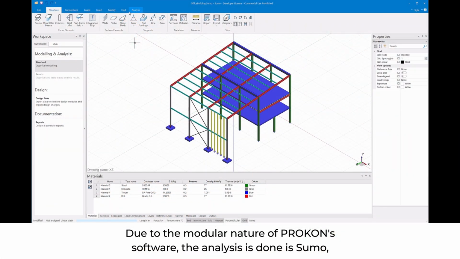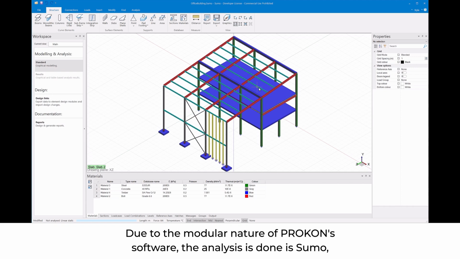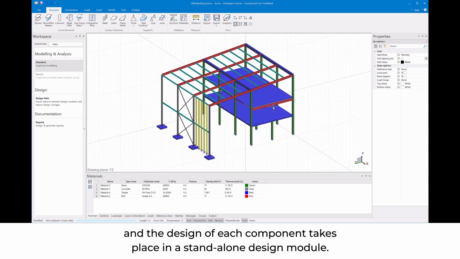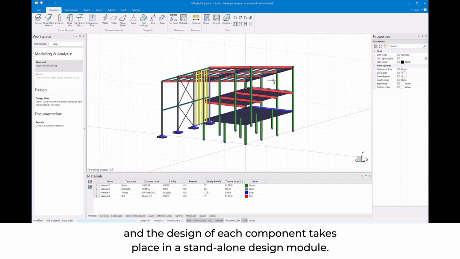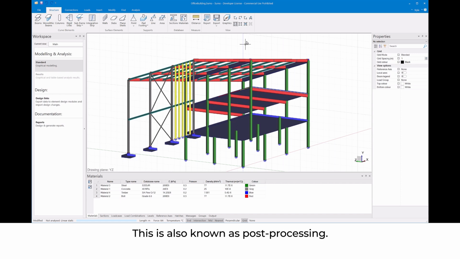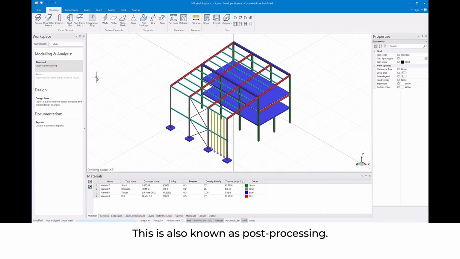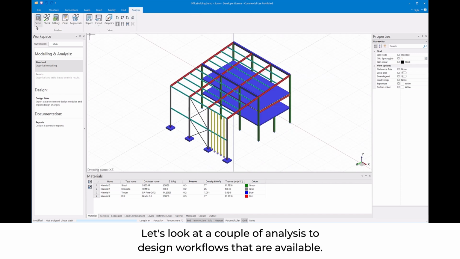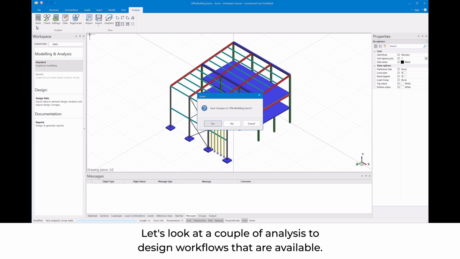Due to the modular nature of Prokon software, the analysis is done in Sumo and the design of each component takes place in a standalone design module. This is also known as post-processing. Let's look at a couple of analysis to design workflows that are available.